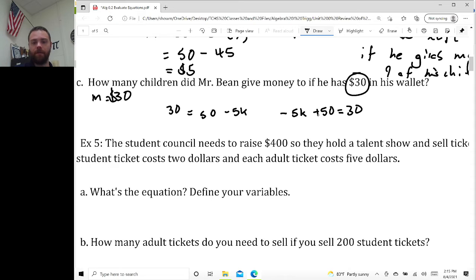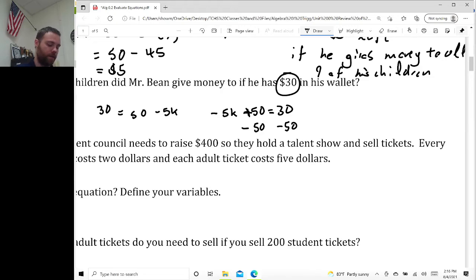Well, what's happening with 50? It's being added, subtracted, multiplied, or divided. That's the question. And this operation here means addition. So I want to get rid of the addition. So the opposite of addition is subtraction. So I'm going to subtract 50 from both sides of that equation. And I get negative 5K equals negative 20.